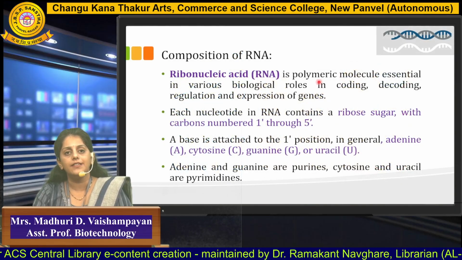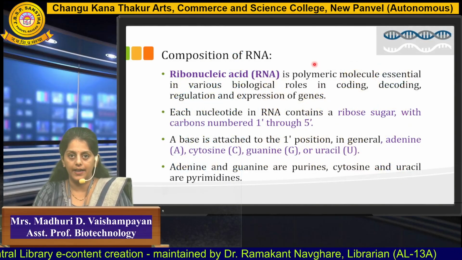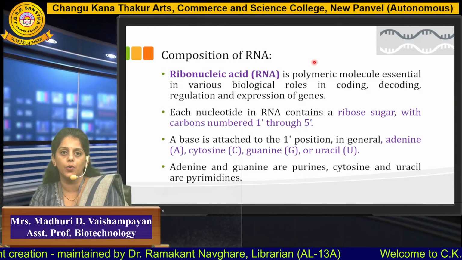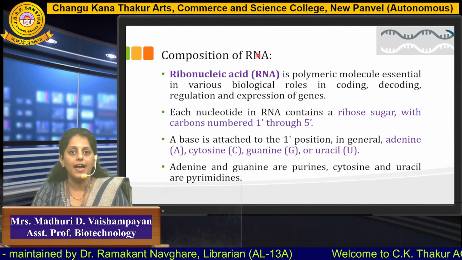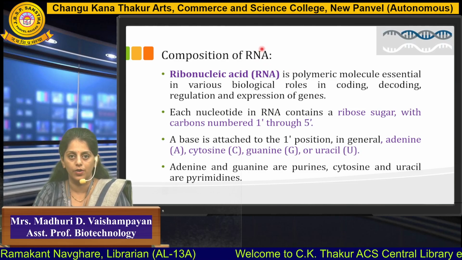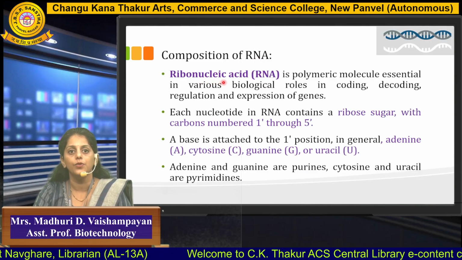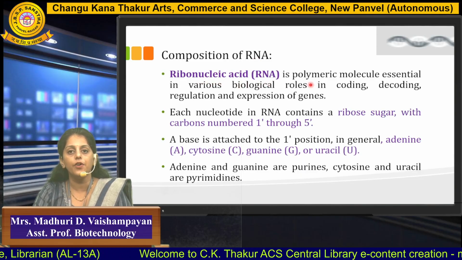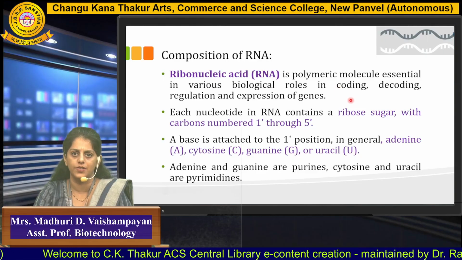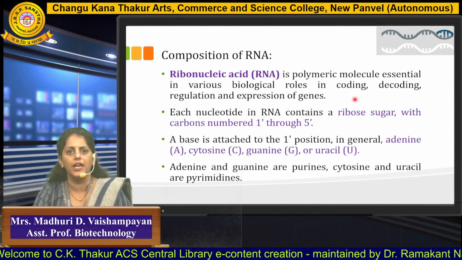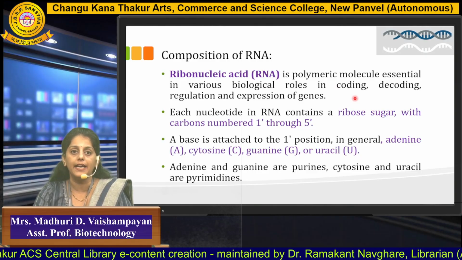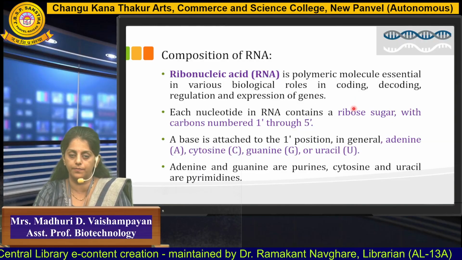Now, we see the composition of your RNA molecule. As we have seen the DNA molecule, DNA means what? Deoxyribose nucleic acid. Now, RNA means what? Where the sugar which is present is ribose sugar. So, the name indicates ribonucleic acid. So, this is a polymer molecule which is essential in various biological roles, say for example, coding, decoding, regulation and expression of genes. Everywhere this RNA molecule plays a very crucial and important role.